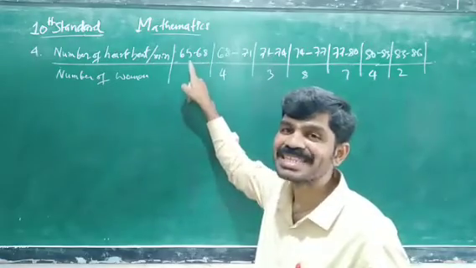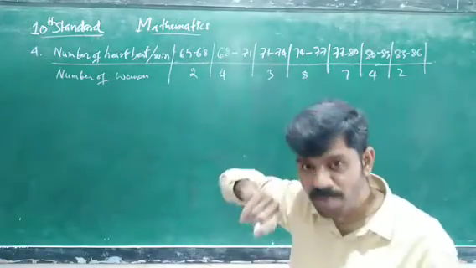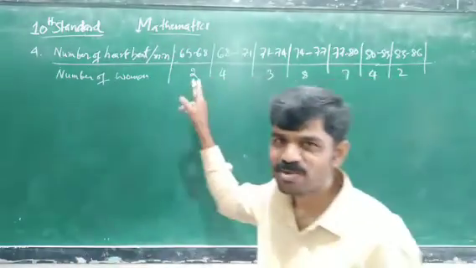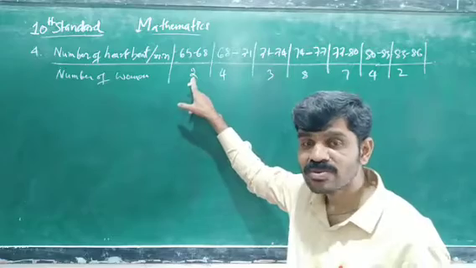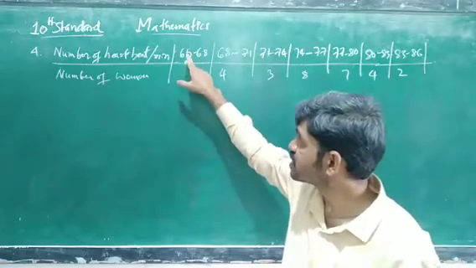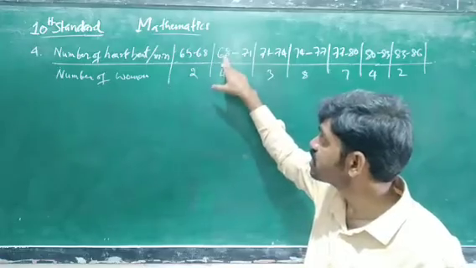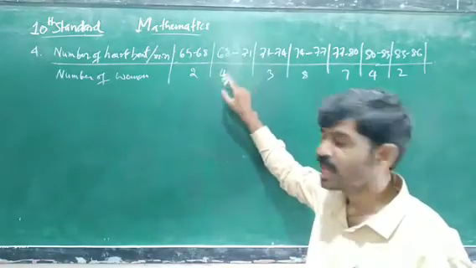There are 65 to 68 women. The heartbeat rates, the women are two. There are two women whose heartbeats are 65 to 68. There are four women whose heartbeats are 68 to 71.